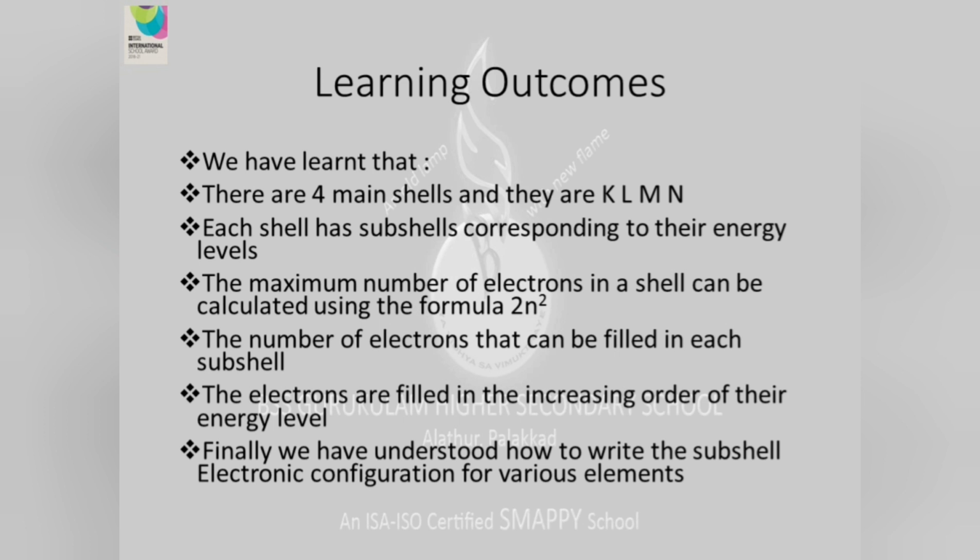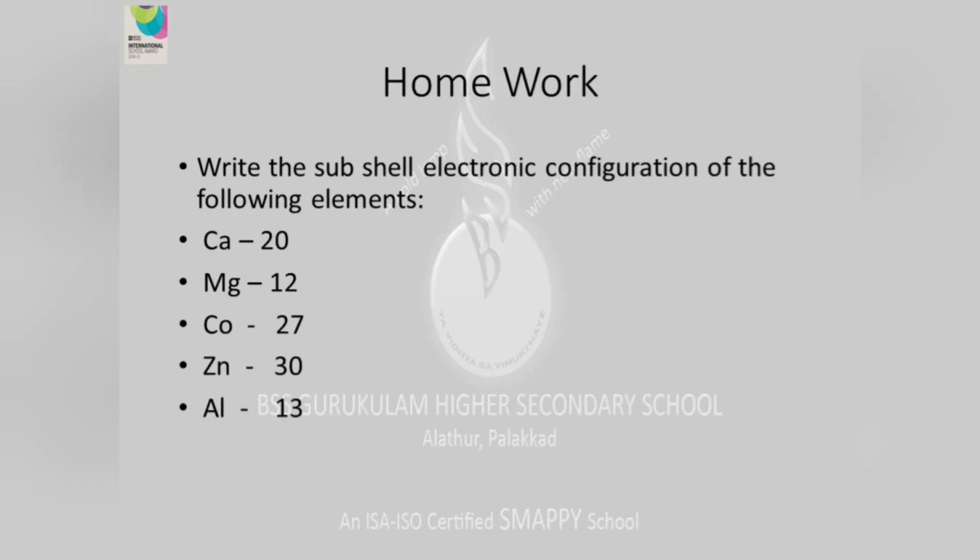For today's homework, you have to write the subshell electronic configuration of the following elements: calcium 20, magnesium 12, cobalt 27, zinc 30 and aluminium 13. We already know elements like calcium, magnesium and aluminium. Cobalt and zinc come under d block elements. So when writing for cobalt and zinc with 27 and 30, please always remember 4s should be filled first, then comes 3d.